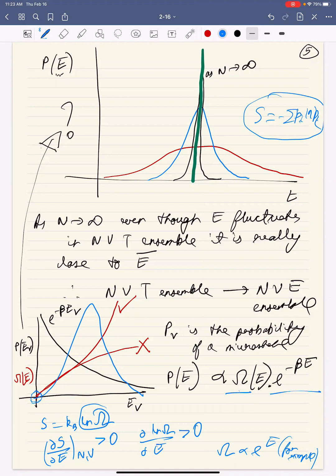So our postulate is that this entropy function, which comes from the microcanonical ensemble, must be consistent with the laws of thermodynamics, right? And that leads us to this idea that omega must increase. So there is no new postulate.